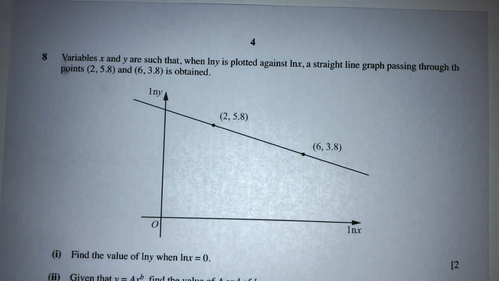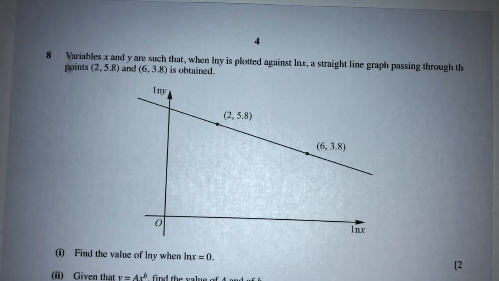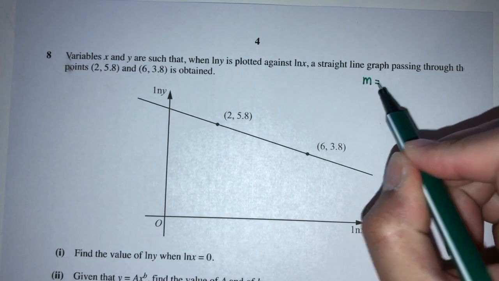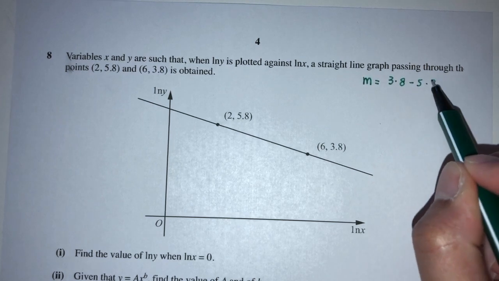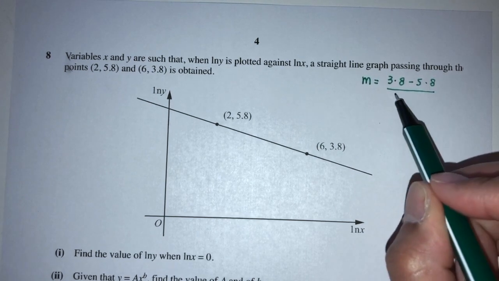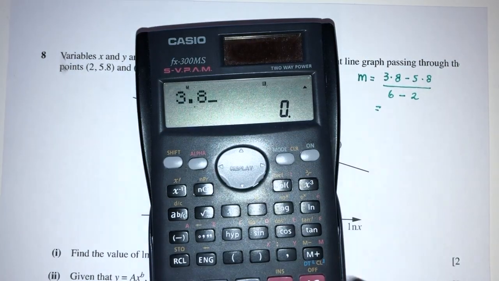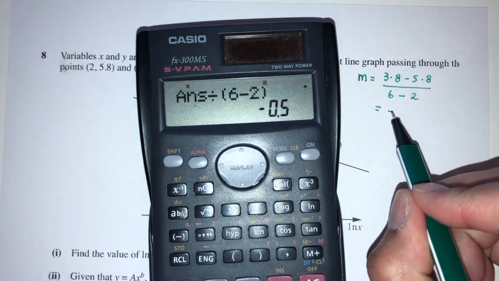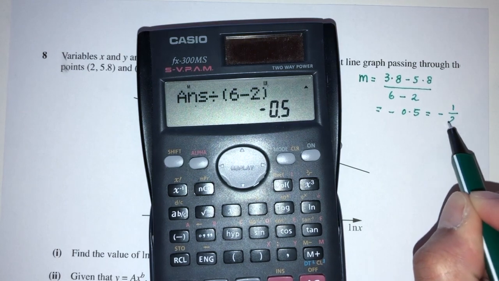So first thing first, what we can do is try to find the equation of that line, of a straight line. So again, how do you find the equation of a straight line? You first find its gradient. So gradient has to be y2 minus y1 over x2 minus x1. So let's see what we get. 3.8 minus 5.8 divided by 6 minus 2, that should be minus 0.5. Or you can write minus half for the gradient.